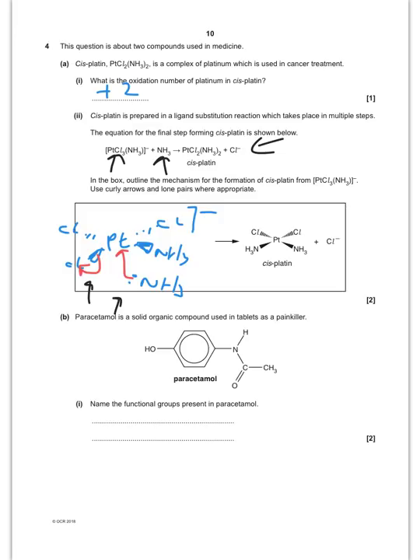Paracetamol is used as a painkiller. Name those functional groups. So you know here you're going to have a phenol, and here you have got an amide.